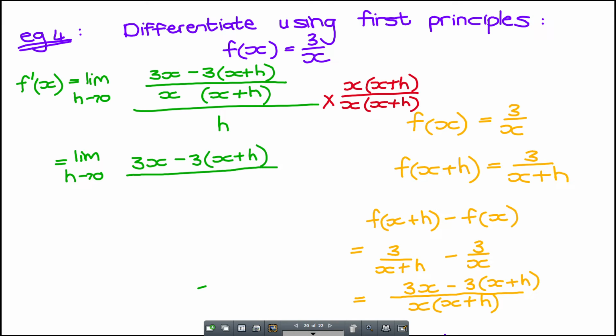Okay. Now let's look at the bottom. This was at the bottom and that was at the bottom. Sien julle? So if I multiply them, it will be x h (x + h).